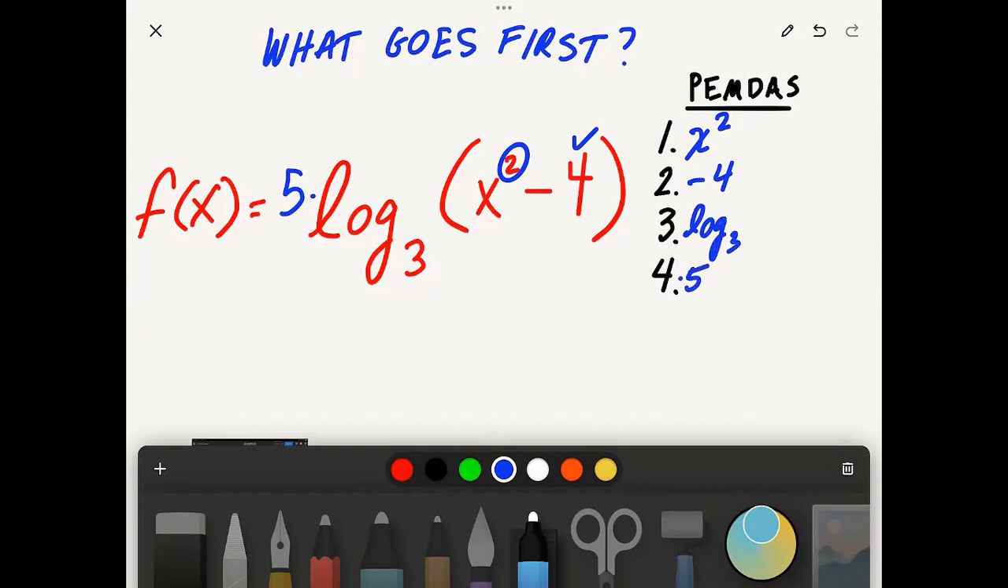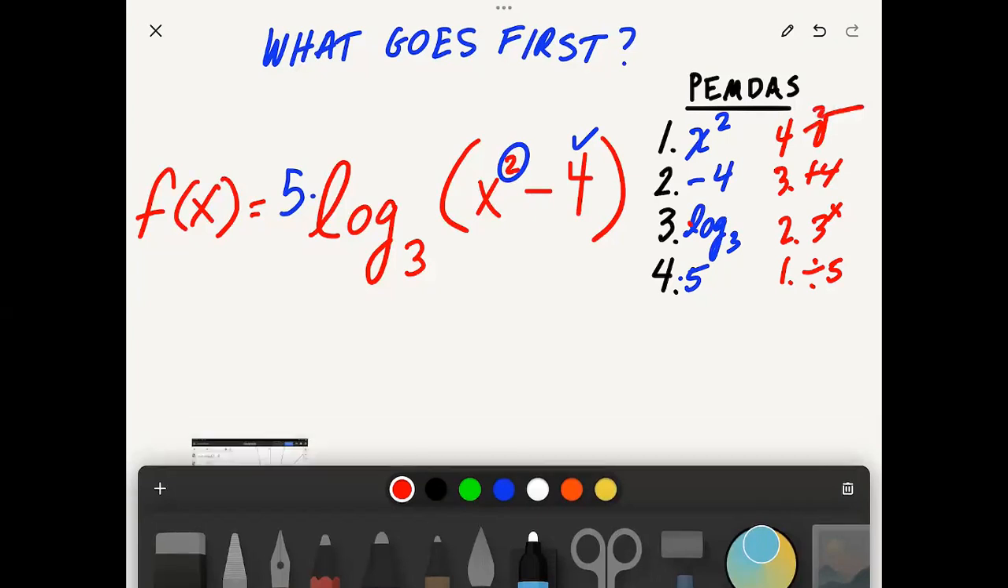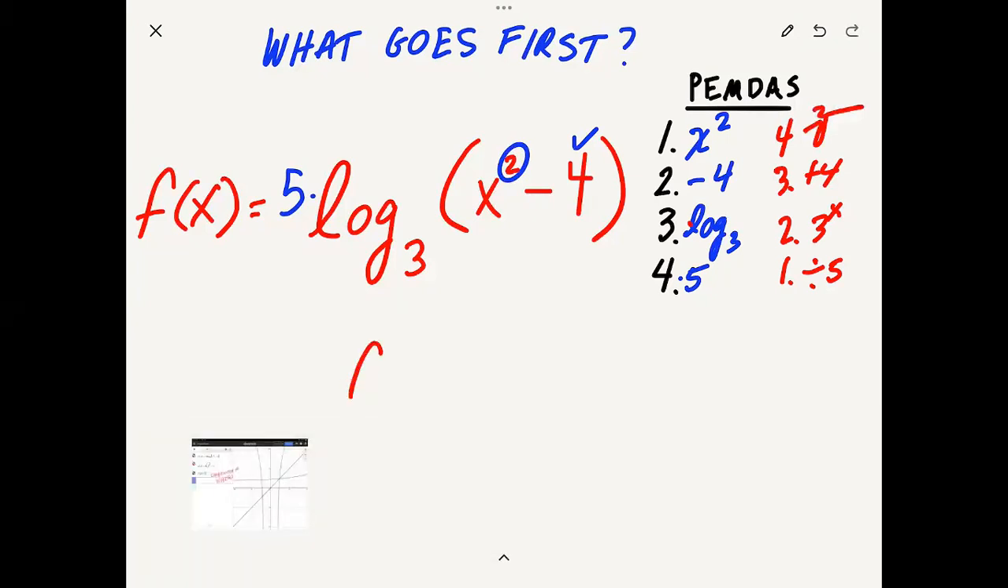All right. So if I want to find the inverse, I'm just going to reverse the order. And I'm just going to take the inverse. So the inverse of multiplying times 5 is dividing by 5. And then the inverse of log base 3 is 3, with the base of 3, raised to the x power. And then the inverse of minus 4 is adding 4. The inverse of squaring something is taking the square root of something.